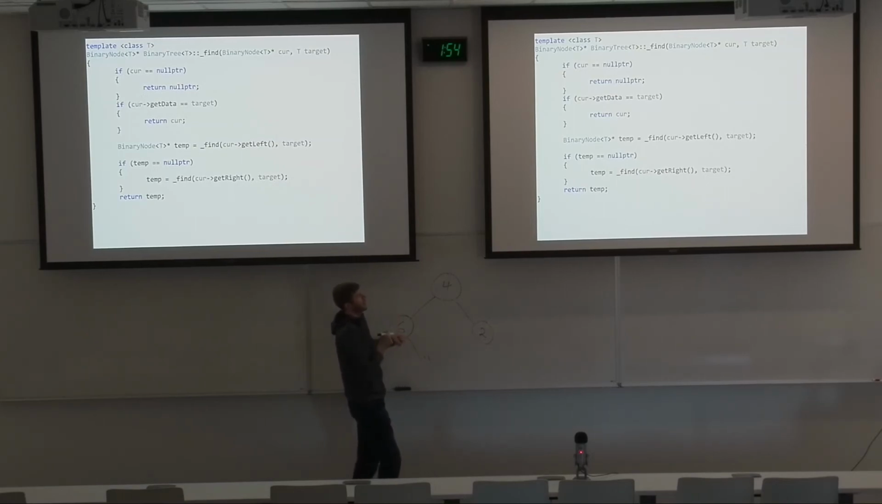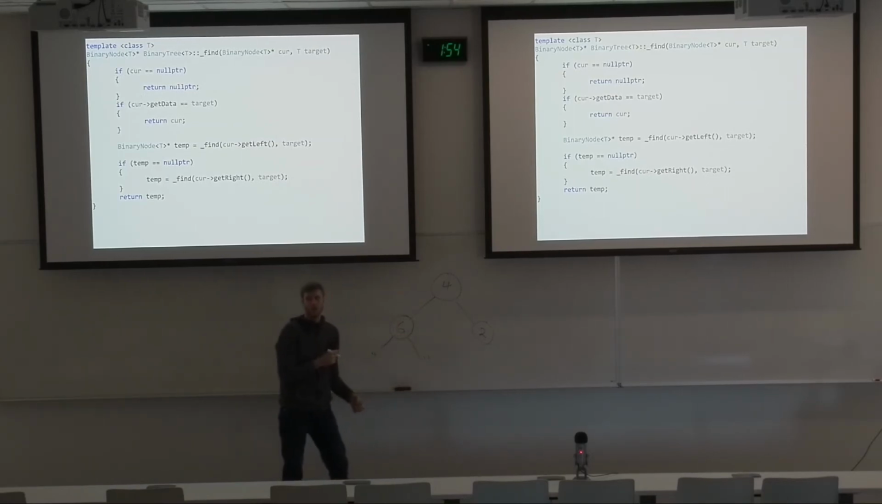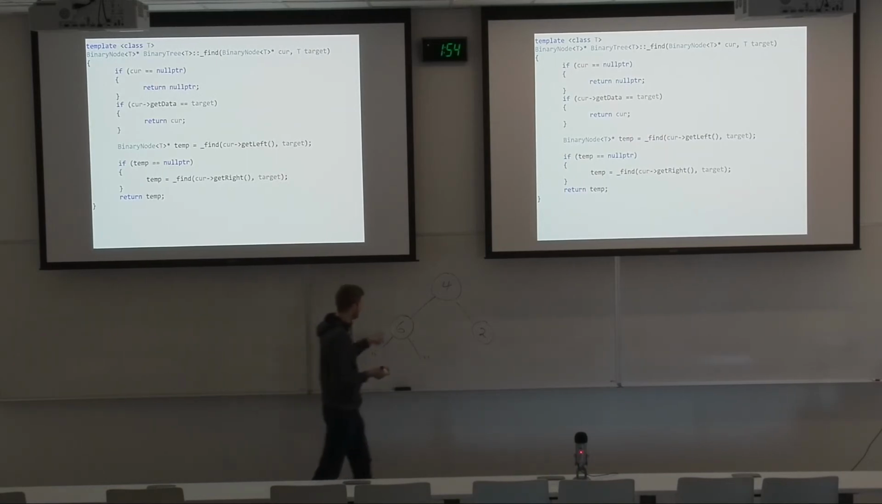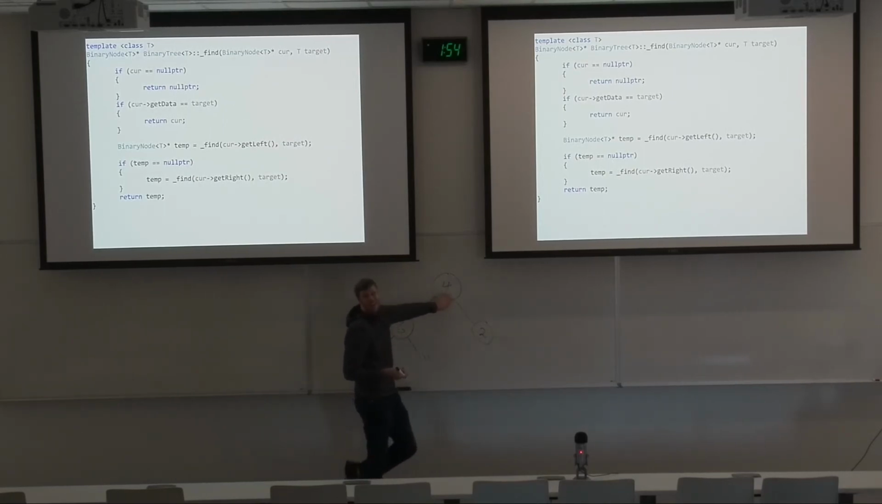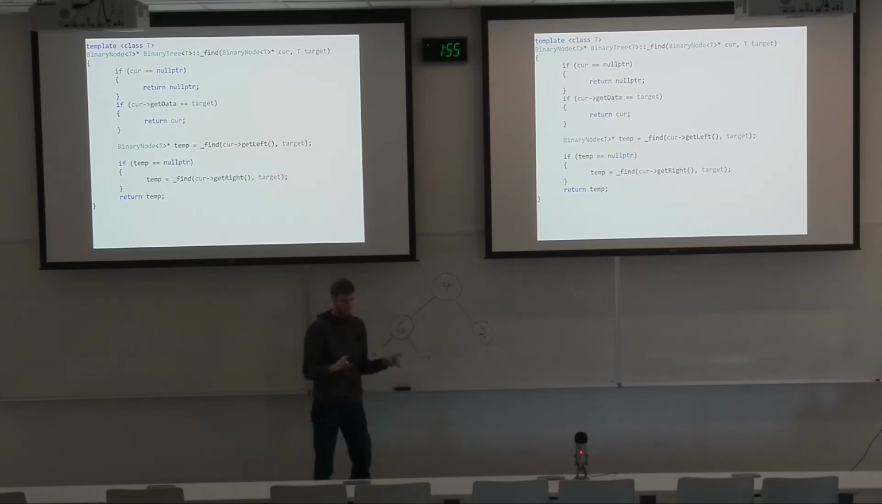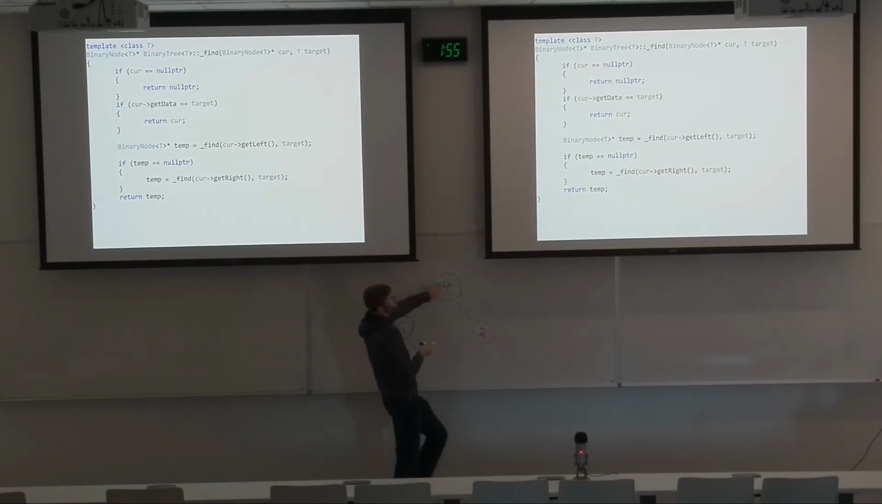And I say, okay, is temp equal to null pointer? It is. So I need to search the right subtree. I go here, get the result, put it in temp. It's going to be null pointer. I return null pointer to here. Because this got null pointer, it means the thing I was looking for must not be in the left subtree. So now we're back up here in this stack frame, meaning we just finished searching the left subtree. So temp is null pointer.